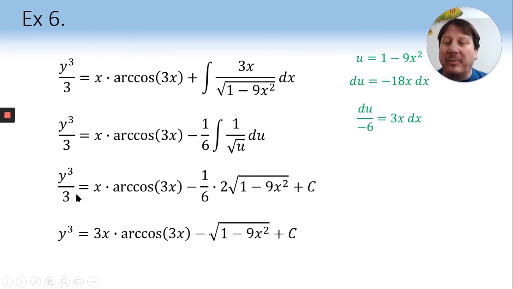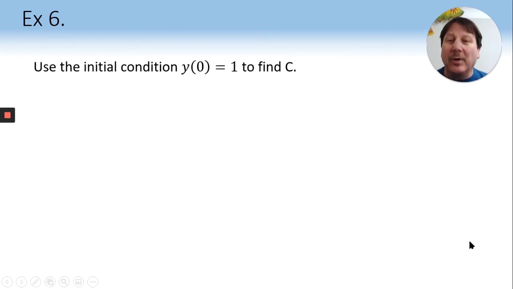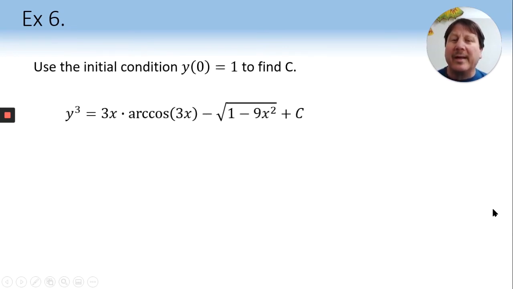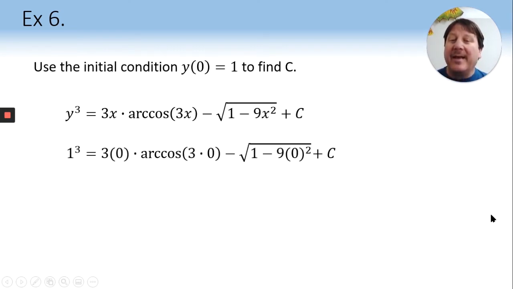I did go ahead and multiply off by 3 just to kind of simplify it. And then we'll go back to our initial value, which was when x is 0, y will equal 1. So we will take our equation that we just figured out and substitute those in and simplify it.